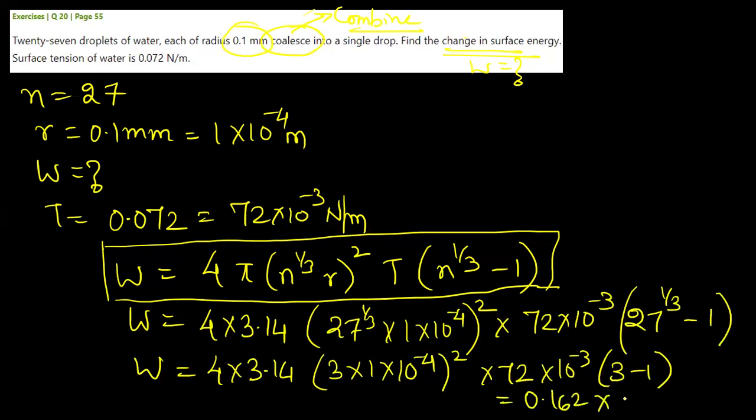0.162 into 10 raised to minus 6 joules. This is your final answer. You just solve this multiplication, you will get the answer 0.162 into 10 raised to minus 6 joule. That is your answer. Similarly, we have the next sum.